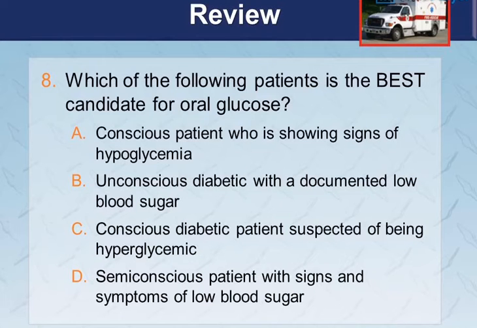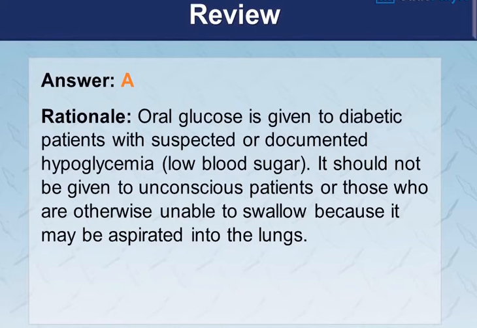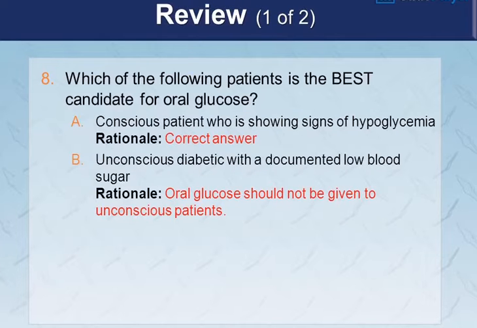Review. Which of the following patients is the best candidate for oral glucose? Conscious patient who is showing signs of hypoglycemia. Unconscious diabetic with a documented low blood sugar. Conscious diabetic patient suspected of being hypoglycemic. Semi-conscious patient with signs and symptoms of low blood sugar. Review. Answer A. Rationale: oral glucose is given to diabetic patients with suspected or documented hypoglycemia, low blood sugar. It should not be given to unconscious patients or those who are otherwise unable to swallow because it may be aspirated into the lungs.